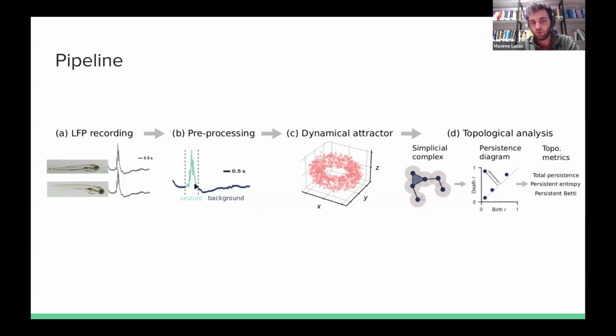Then what we do is, because we only have one single electrode, we cannot do any functional connectivity embedding because there's no space here, there's one electrode. So what we do is we reconstruct the dynamical attractor, like I was telling you. And then same, we apply topological data analysis and we look at these different metrics, okay?